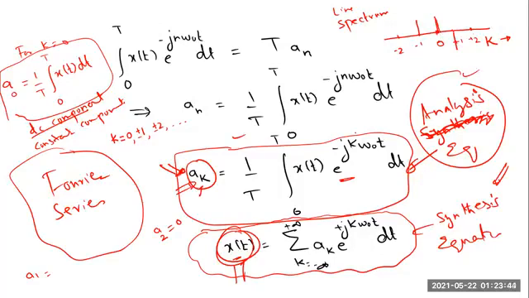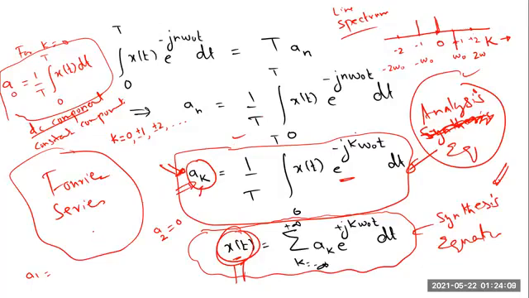If you have something at k equal to plus 1, it means the frequency is omega naught. k equal to plus 2 means the signal frequency component is 2 omega naught. Minus 1 means signal frequency is minus omega naught. Minus 2 means signal frequency is minus 2 omega naught. Actually, this is the spectrum.